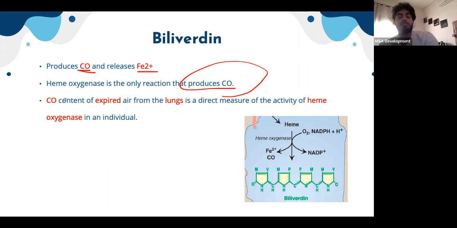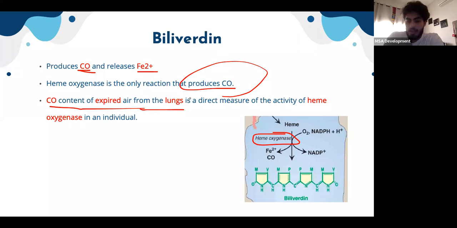And what's important here to know is that when we want to test the activity of heme oxygenase in a person, and heme oxygenase again is this enzyme, we're making sure that the heme is being degraded smoothly in a person. We check for their carbon monoxide content of the expired air in the lungs. Okay, so this is just a quite quick side note, but just to really emphasize the fact that carbon monoxide gets produced from heme oxygenase during the first reaction of heme degradation of bilirubin metabolism.